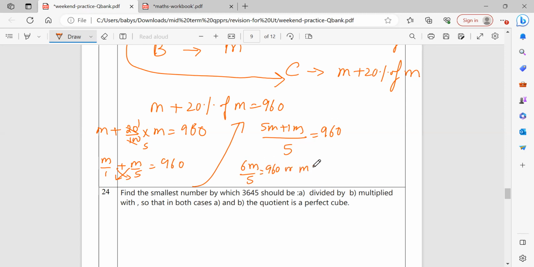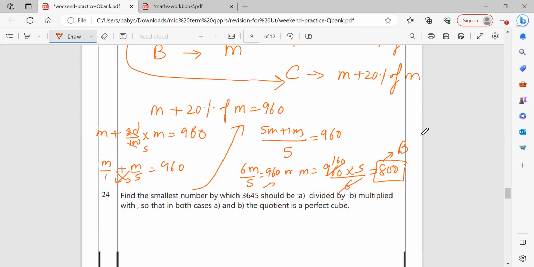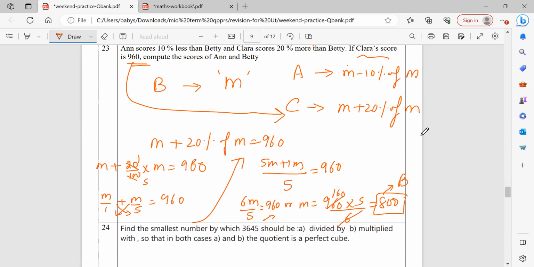Or you take the 5 up, M is equal to 960 into 5 and the 6 will come down. 6 ones are 6, 6 sixteens are 96, so 160 into 5, which is 800. This M is Betty's marks, isn't it? Betty is getting 800. Clara's we already know, which is 20% more than Betty, that is 960. It's already given. From there only we were able to analyze.